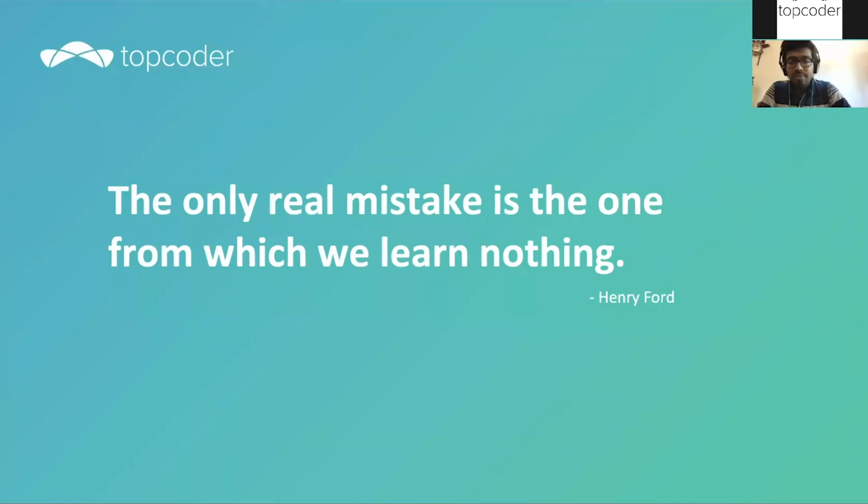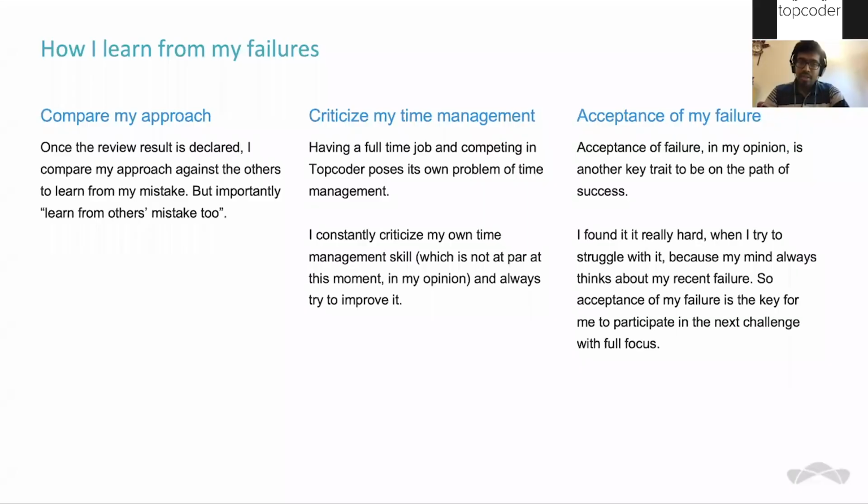Okay, as I shared, I was thinking through whether I should put my faults, mistakes, or failures first, or the wins. As I have discussed my wins, now it's time to understand what failures one can have, and what problems one can face while participating in Topcoder. So let's see how I learn from my failures.